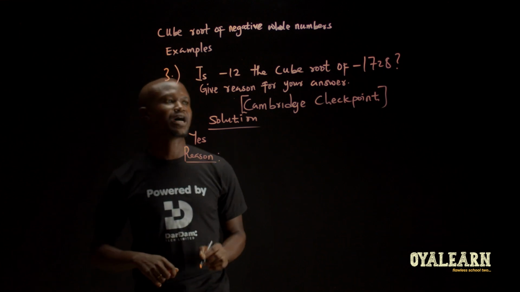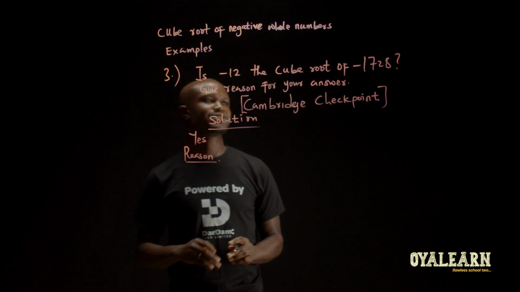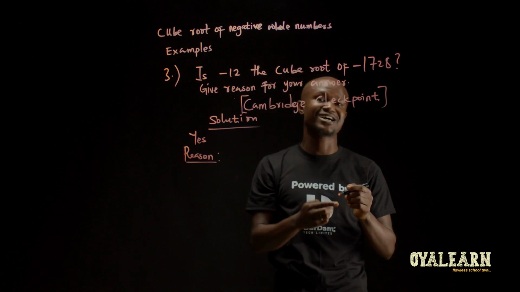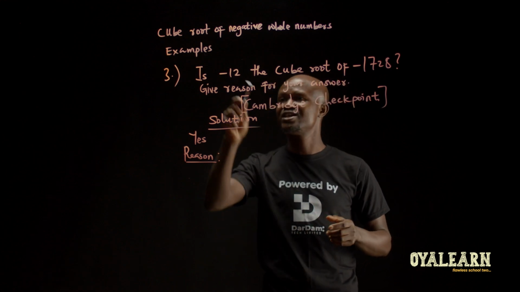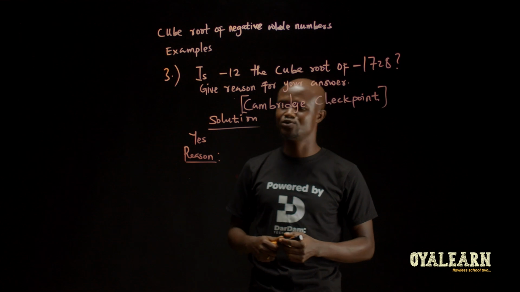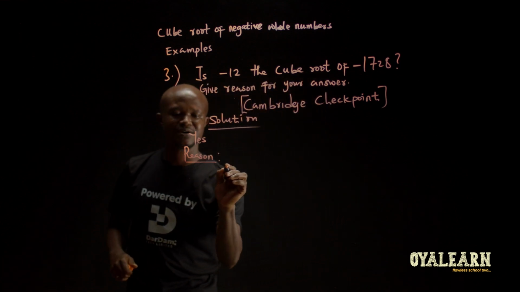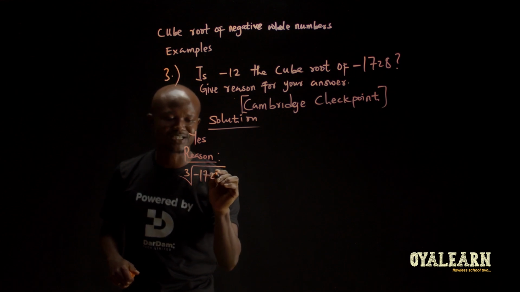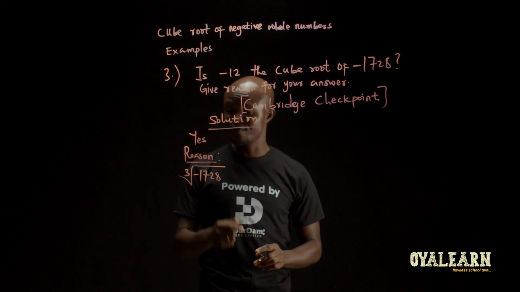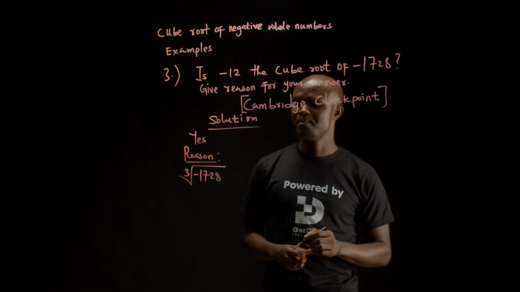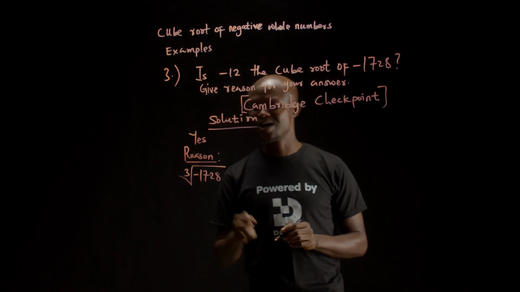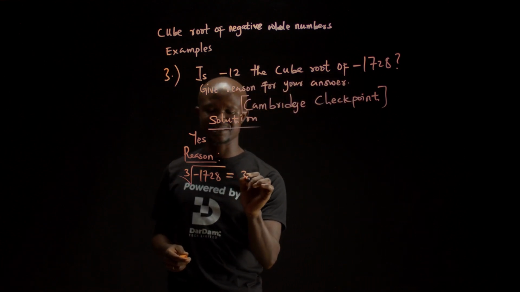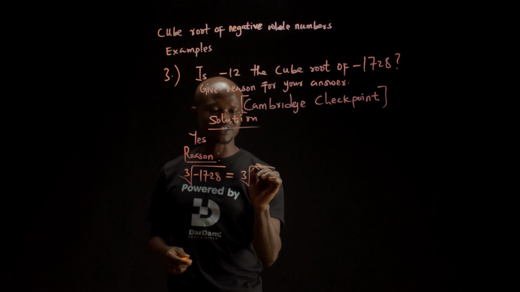Now, for the reason, it means that we need to show that the cube root of minus 1728 equals minus 12. Let me do that. So that is the cube root of minus 1728. For us to solve this, we are going to break down minus 1728. And we know that this is something as cube root of what?